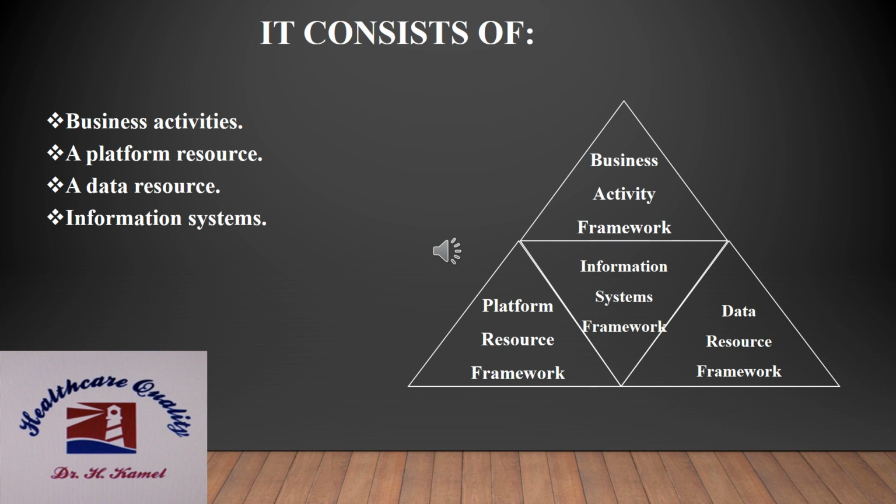Information technology infrastructure consists of four components. 1. Business activities. 2. Platform resource. 3. A data resource. And 4. Information systems, as shown in this figure.